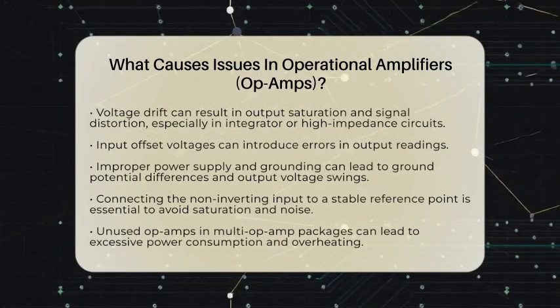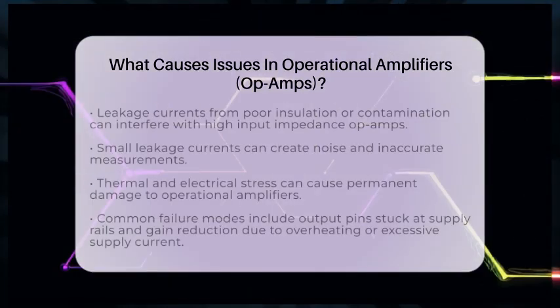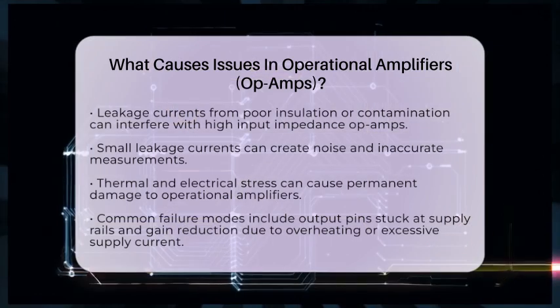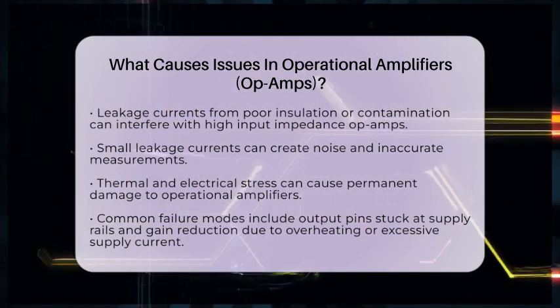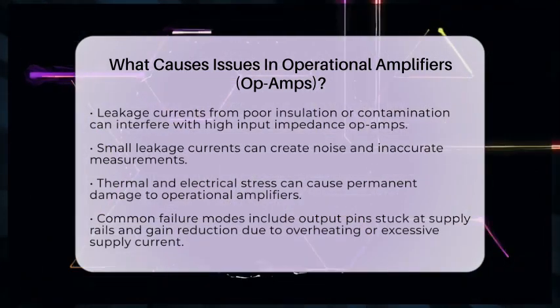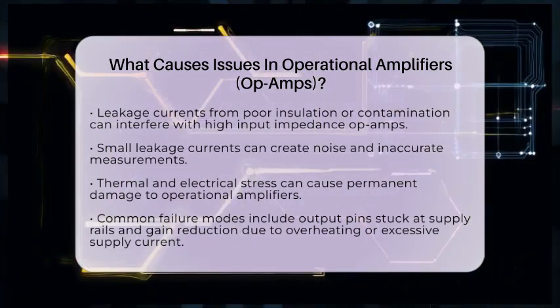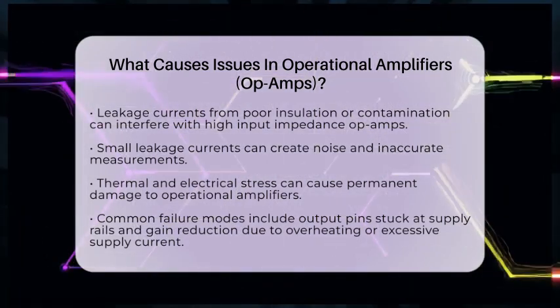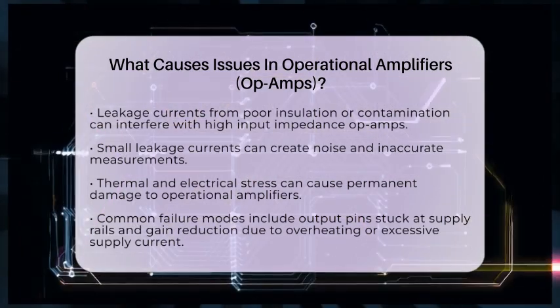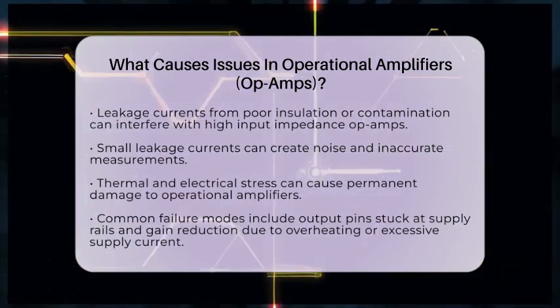Leakage currents can also be a problem, especially in high-input impedance operational amplifiers. These devices are sensitive to leakage currents that can arise from poor insulation or contamination on the circuit board. Even small leakage currents can create interference voltages larger than the input signal, resulting in noise and inaccurate measurements.